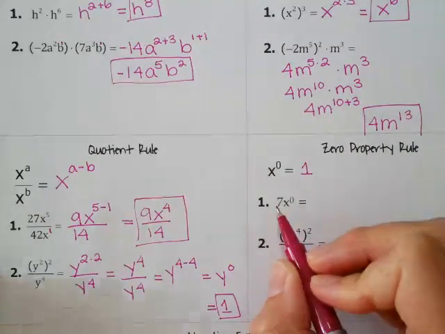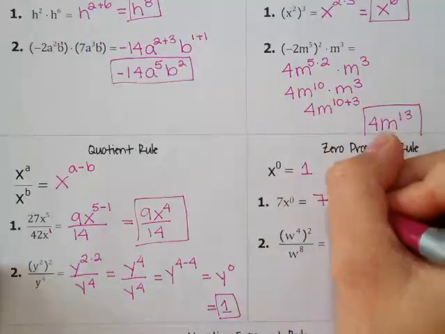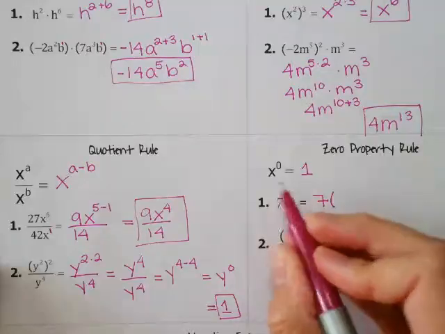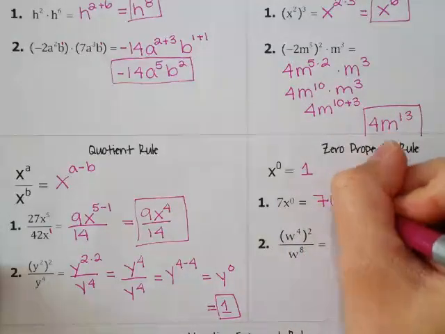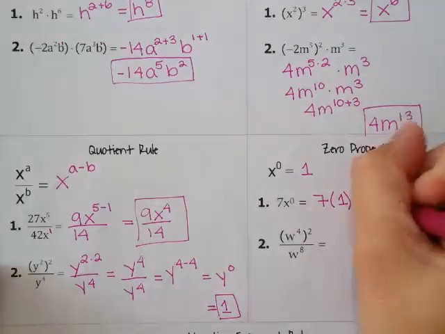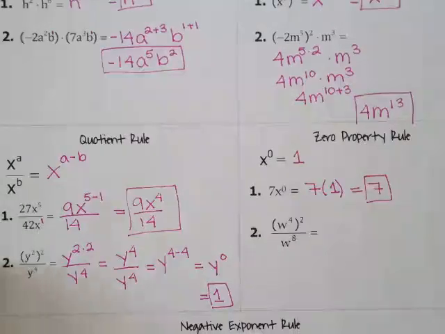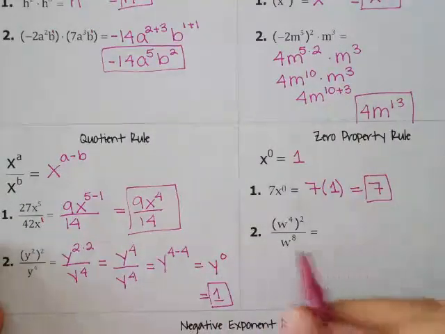But there's that 7 there. So really, that's going to be 7 times x to the 0 power, or 1. So we substitute that 1 in. And what is 7 times 1? 7's our answer there. All right, let's continue on.